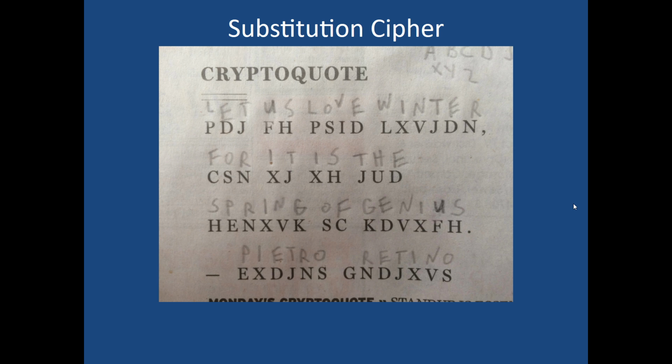Then there's substitution ciphers. In a substitution cipher, what you do is you map every letter randomly to another letter, but there's no pattern to it. So this is the crypto quote puzzle from the Tribune. My wife does them every morning, and I just went and took a picture of hers this morning.